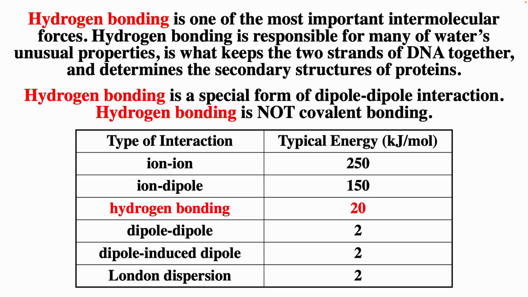Hydrogen bonding is one of the most important intermolecular forces. It's responsible for many of water's unique properties. It's what keeps two strands of DNA together. It determines secondary structure of proteins. It is just a special form of dipole-dipole interaction. It is not a covalent bond.